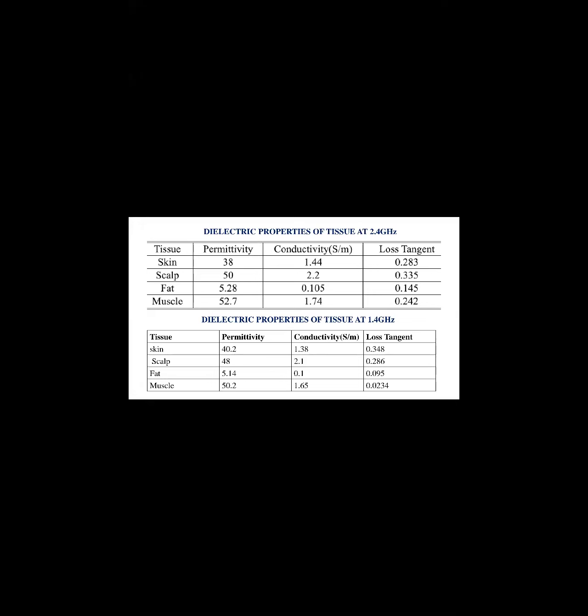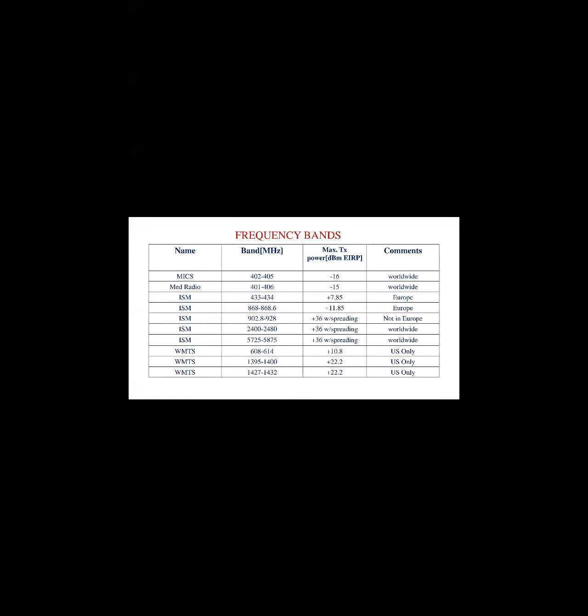For that, we are preparing some dielectric properties of tissues that can be provided by that mimicking gel. That mimicking gels, we already have those combinations. Based on those combinations, we have some permittivity and conductivity of loss tangents. For these two frequency bands, we designed that antenna. So based on these two designed dielectric properties of tissues, we have concentrated on the 1.4 GHz WMTS band and the 2.45 GHz ISM band. So these are all the unlicensed frequency bands available for implantable antennas, like the medical implantable communication system.